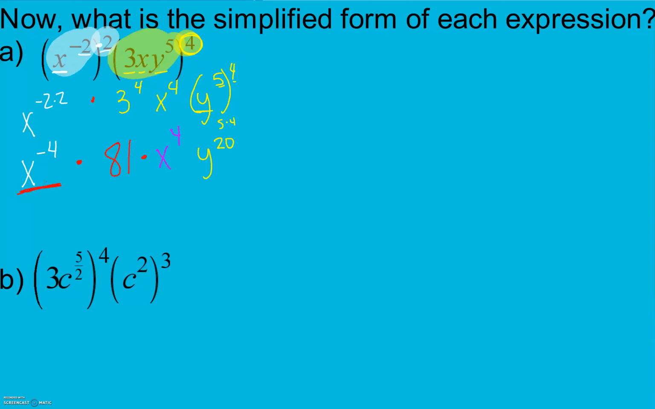We have to combine our same bases. So now that all we're doing is multiplying, I can combine anything that has the same base by adding our exponents. So I'm going to take x to the negative 4 plus 4. Get x to the 0. And we know that anything to the 0 power is just 1. So right now, I have 81 times 1 times y to the 20th power. We know that 81 times 1 is just 81. So 81 times y to the 20th power.